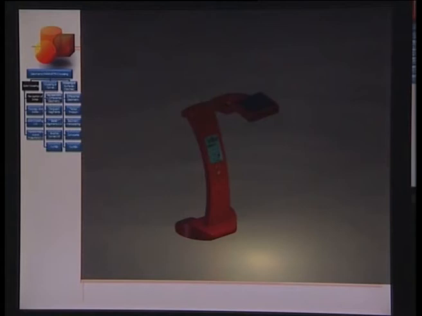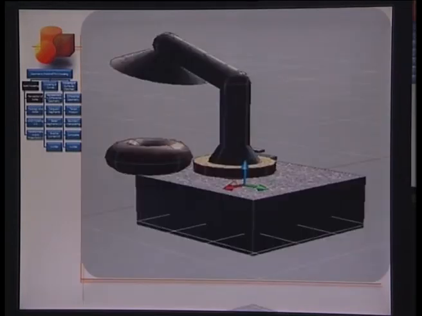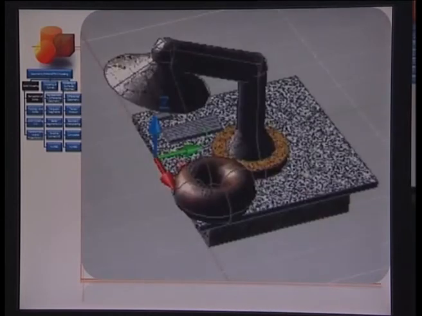Are you done? Yes. Okay, so we now see what group 3 has for us. Would anybody want to present the first design? So this is the design from group 3. Let me show different views first.